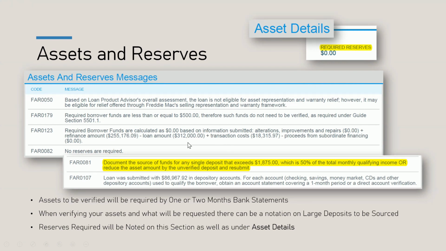Now, keep in mind, DU and LP, of course, have their own criteria as far as large deposits. So we do want to make sure that whenever we're sourcing deposits, we're taking a look at this section here. I had this scenario where anything that exceeded 1875, which is 50% of their monthly income, had to be sourced. Which is different, of course, sometimes with DU. So you want to make sure you read this section here, because 1875 is a small amount for some of us. But when you're in your LP, if it's asking you for this, you're going to need to source them. If not, you need to reduce your assets by the unverified amount.